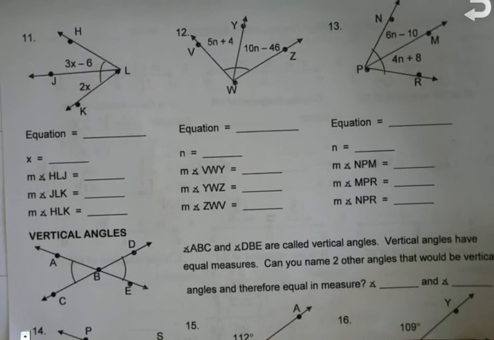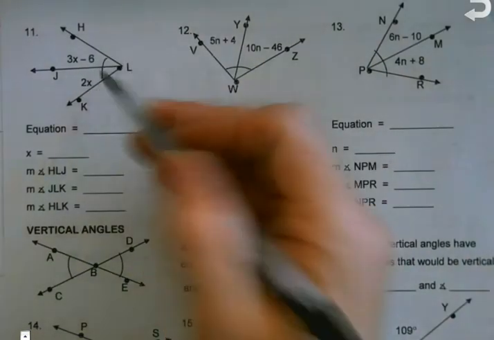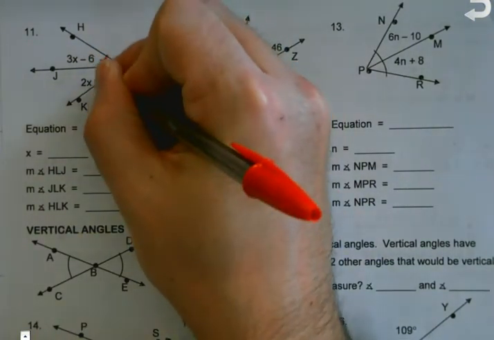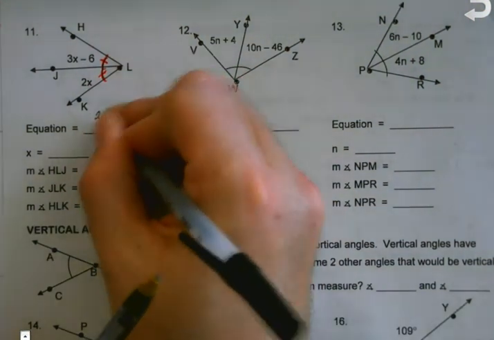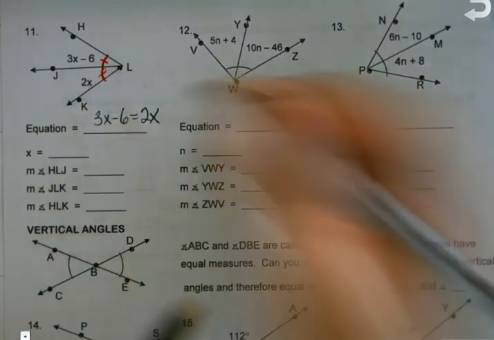So, as I flip towards the middle part here, just a reminder, when I see that marking going across here, and I'm just going to change it up a little bit so I can tell that there's two different marks here, not just one. My equation's always to set them equal to each other. 3x minus 6 equals 2x.